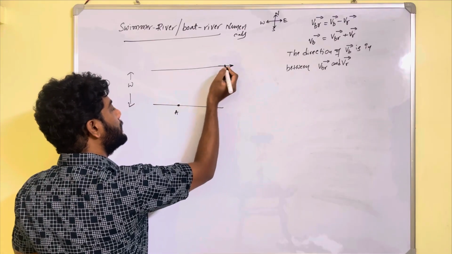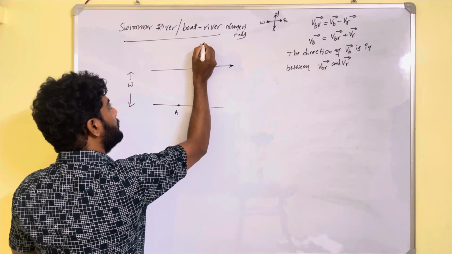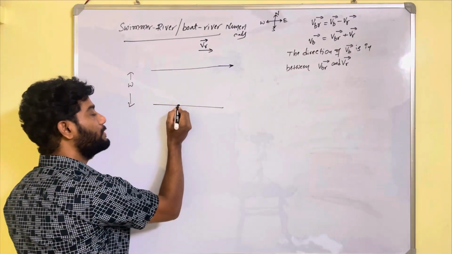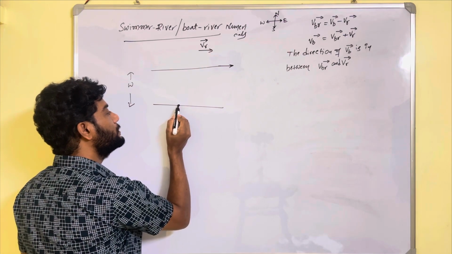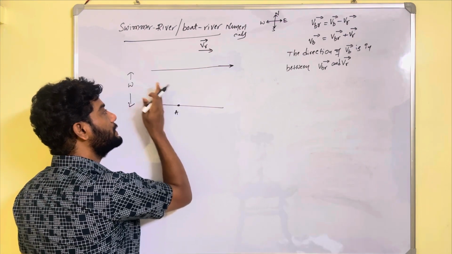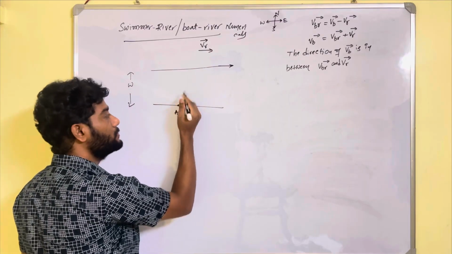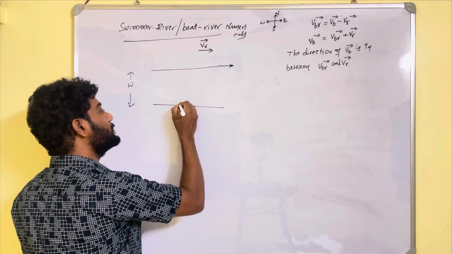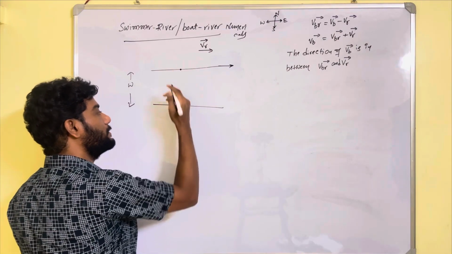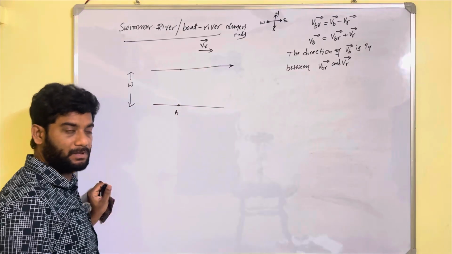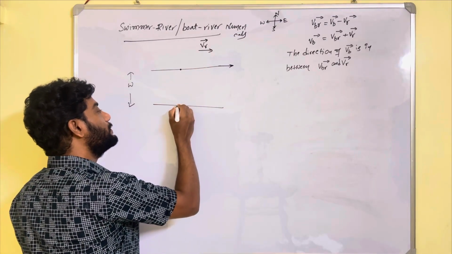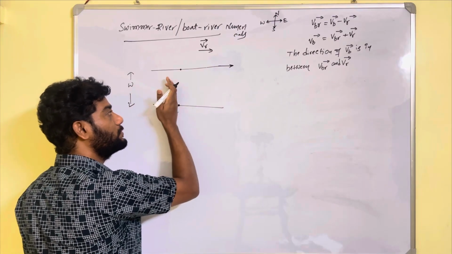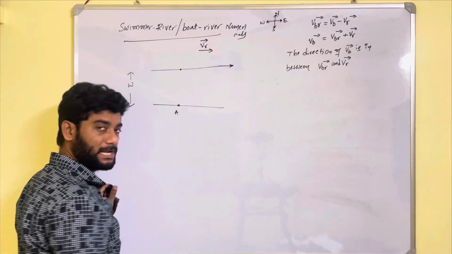This is the velocity of the river, the river direction is like this. If the boat goes straight, then the water will push the boat to this side, so the boat will reach some other point. The boat starts at A and should go to this point, from this side to this side. But if it goes straight, the river is also flowing in this direction, so the river will move the boat in this direction and the boat will reach some other point.